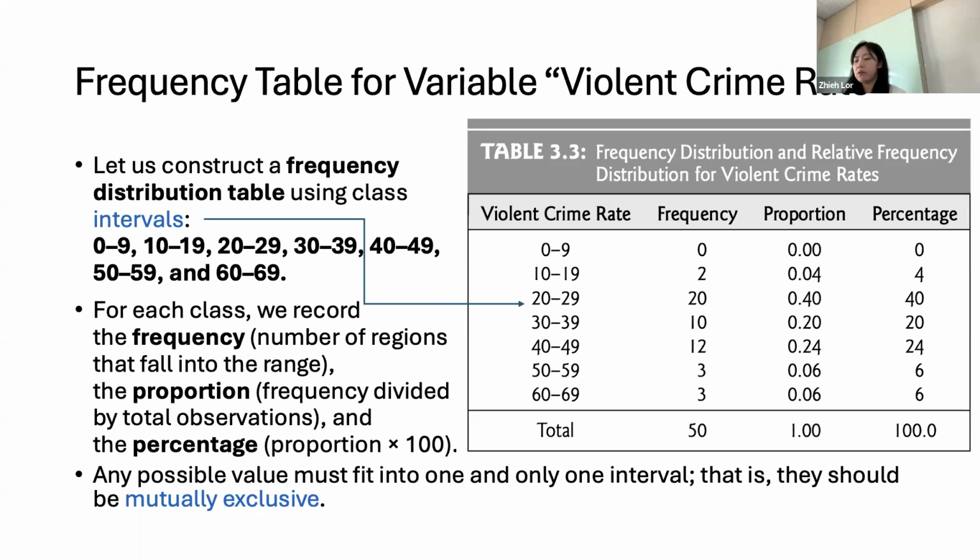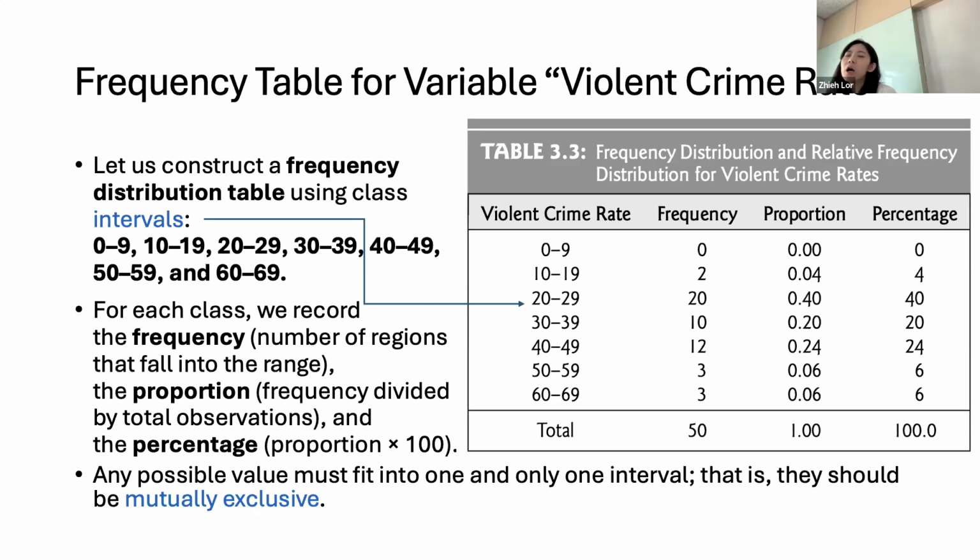Fall into the range or intervals, as well as the proportion or the percentage, and then you can calculate. This is the frequency table for quantitative data. And you have to make sure the interval classes are mutually exclusive.